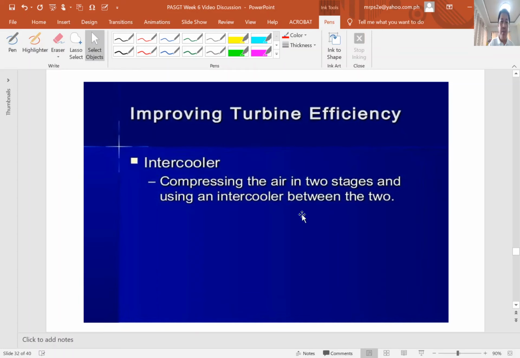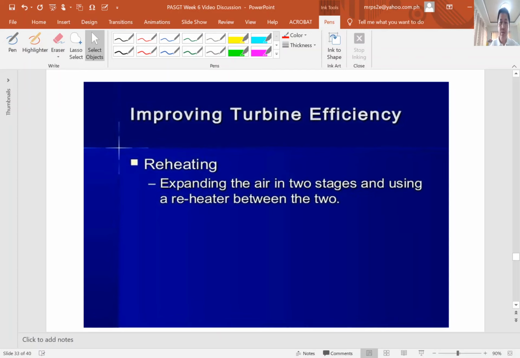For improving turbine efficiency, we have the intercooler: compressing the air in stages and using an intercooler between the two. Reheating: actually the diagram of this system I already discussed before, so just for more information, review my previous video. Reheating: expanding the air in two stages and using a reheater between the two.